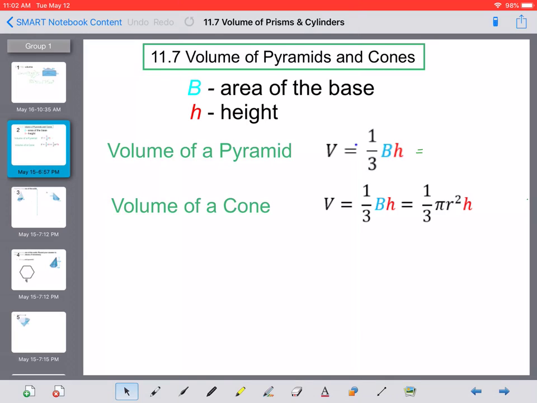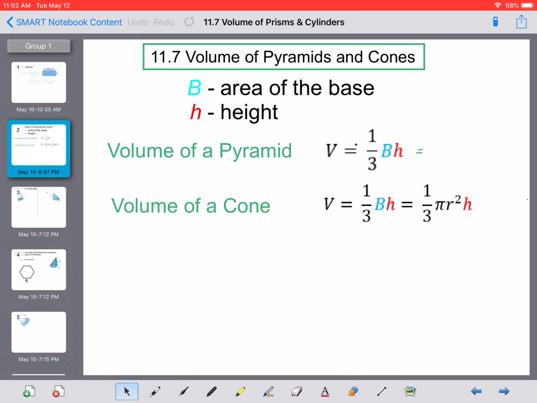Today we're going to talk about how to find the volume of pyramids and cones. Now yesterday we talked about how to find the volume of prisms and cylinders. So to find pyramids and cones we use a very similar equation.